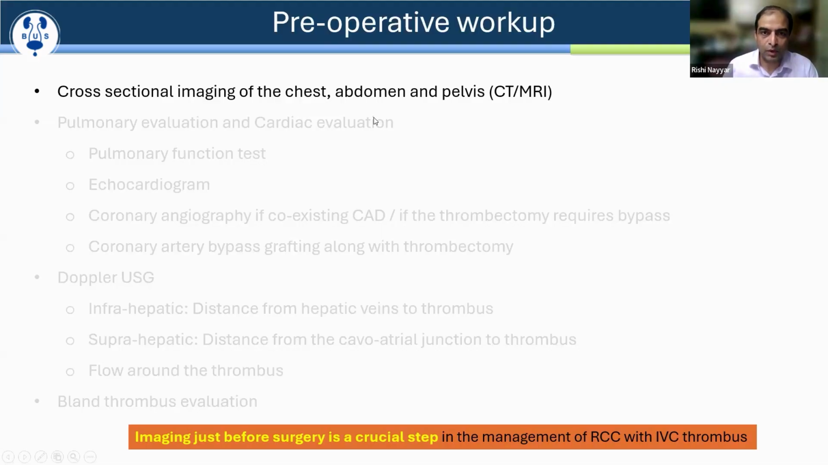And if you are operating on such patients, you must be sure that you are operating with a CT or MRI that is within 1 week of the surgical date. But generally what we do is, even if we have a 1-week-old CT or MRI, we repeat a Doppler ultrasound just a day prior to operating on these cases, because we have seen cases where within a week the level of thrombus extension can extend significantly, and the entire surgical plan can change 1 day prior to the surgery itself.